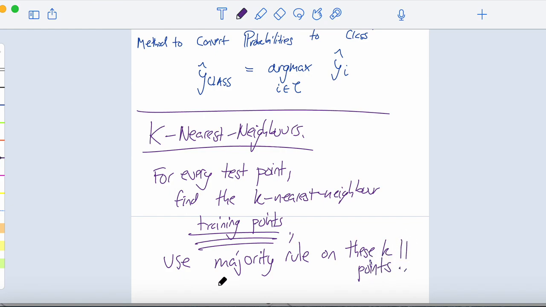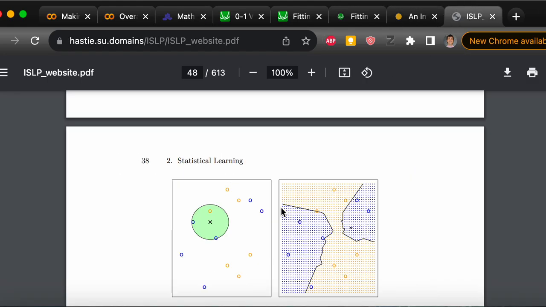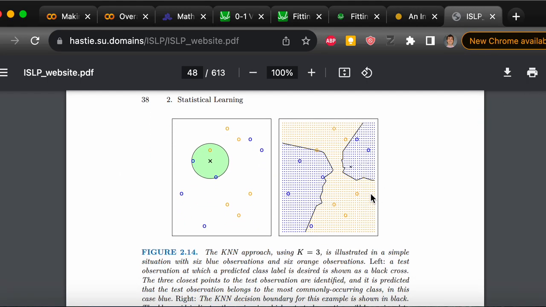And the example they gave in the textbook, so there's a very nice section in the textbook, so hopefully you guys are reading along in the textbook when it's helpful. The videos come with the textbook.